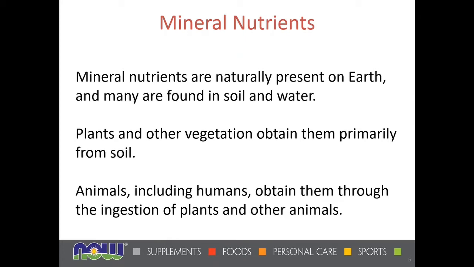Plants tend to get them from the soil, and in fact, the minerals from the soil are the main nutrients for plants. Animals obtain them because we eat plants, we eat animals, not all of us, but many of us eat animals. And we also get them through drinking water or other sources.